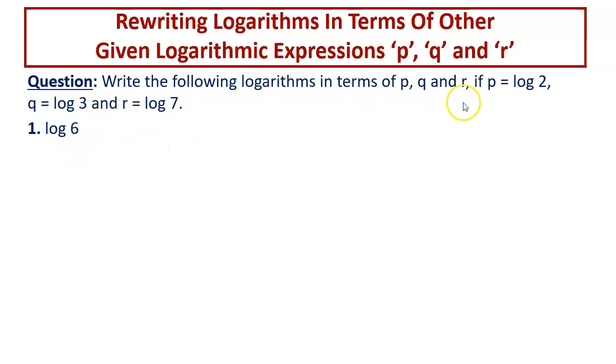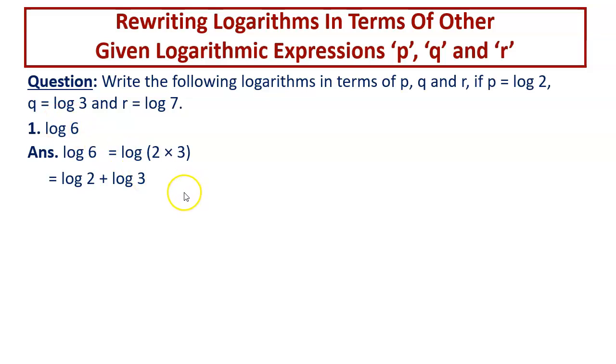We have the arguments of the other logarithms as 2, 3 and 7, and 6 can be written as 2 times 3. So we will be writing log of 6 as log of 2 times 3. And then we expand, it becomes log of 2 plus log of 3, where log of 2 is P and log of 3 is Q. So it will be P plus Q. This is the final answer.